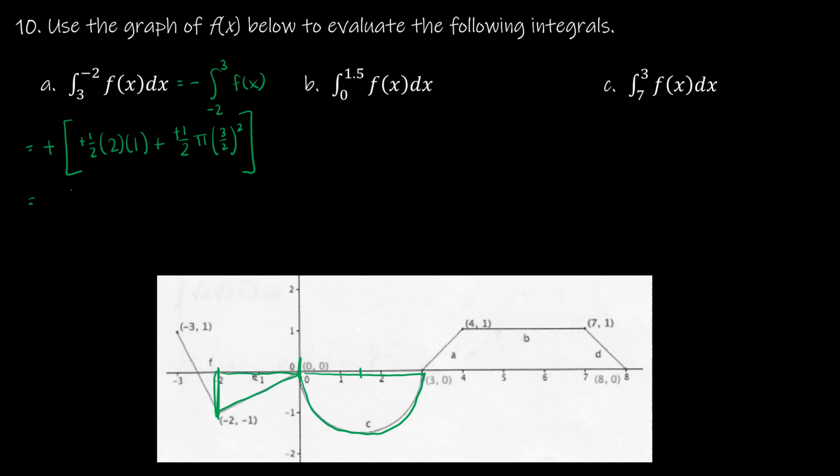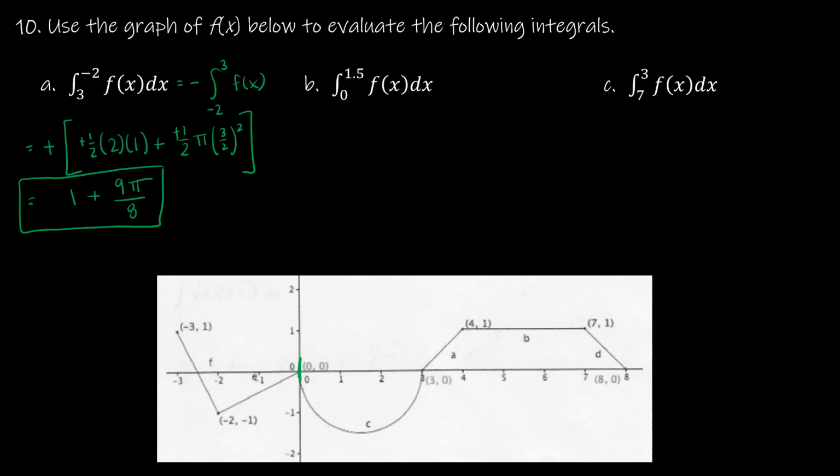1/2 times 2 times 1 is 1. 1/2 times pi times 3/2 squared, which is 9/4, so half of 9/4 is 9/8 times pi, or 9 pi over 8. Just keep it like that. You don't even need to turn it into a decimal.